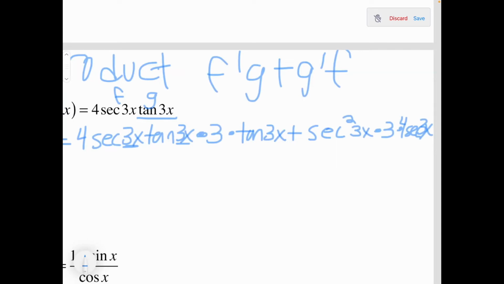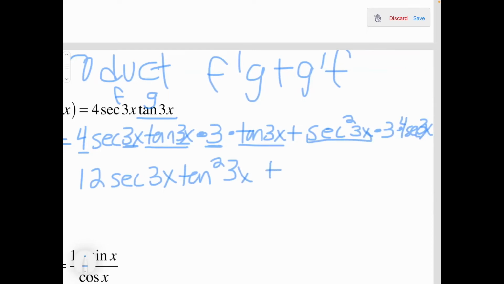See if we can clean this up a little bit. We can multiply the tangent 3x and the tangent 3x together. We can multiply the 4 and the 3 together, so we get 12 secant 3x tangent squared 3x, plus we can multiply all of these secants together. We had 2 and we had 1 more, so we have 3 total, and 3 times 4 is 12, and we have 3 factors of secant 3x, so secant to the third power.